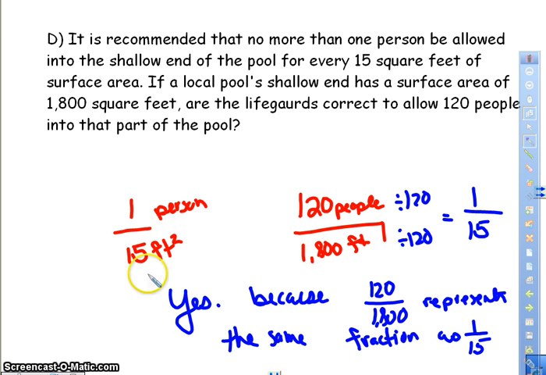Okay? So once again, you're setting up your ratio. Now, I put person to feet on purpose so you make sure you set it up correctly. Okay, this ratio represents certain units that go along with it as well. All right, and that's it.